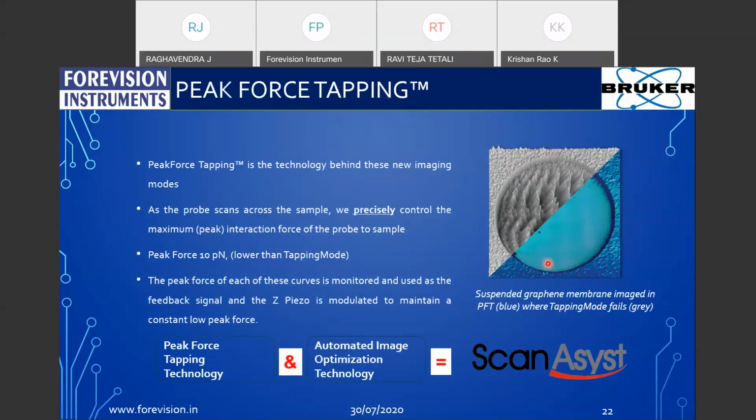And with this one, we can control the forces acting on top of the sample. And we can control up to 10 piconewtons, whereas in tapping mode, these forces are much higher, in the orders of nanonewtons. So in the image, you can see a suspended graphene membrane, and the image was divided into two halves. The gray region of the image we tried to map with tapping mode, and we were unable to get the suspended graphene image, whereas the blue region shows the peak force tapping mapped image.